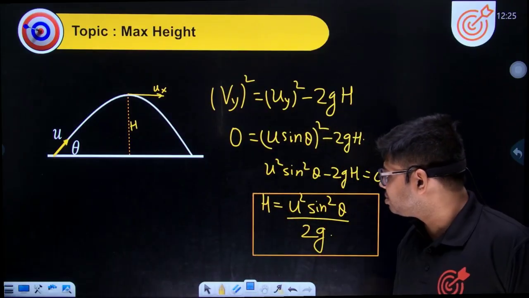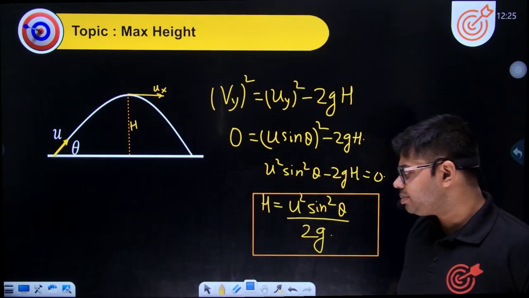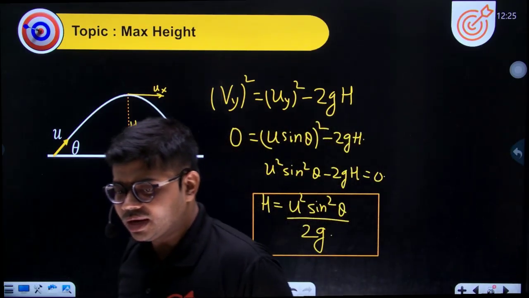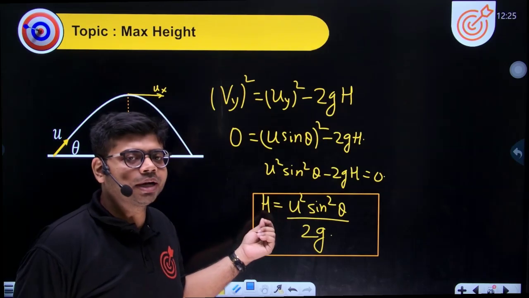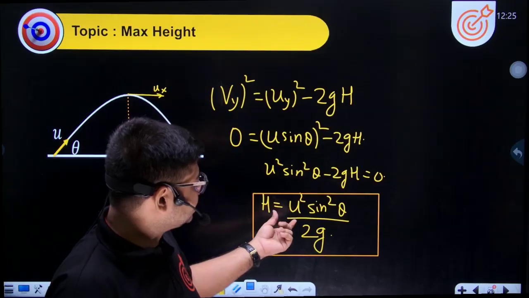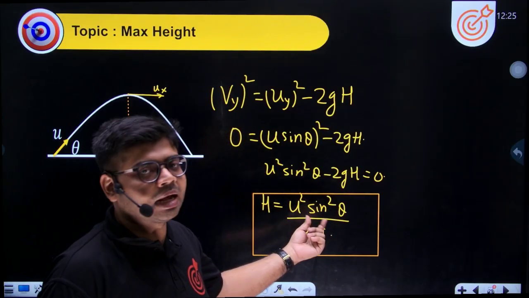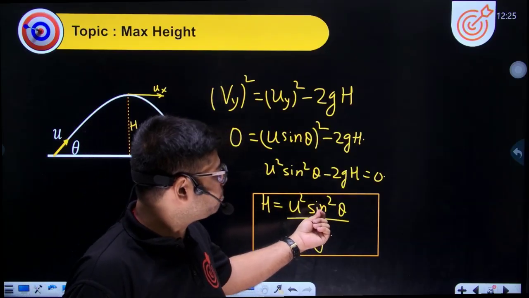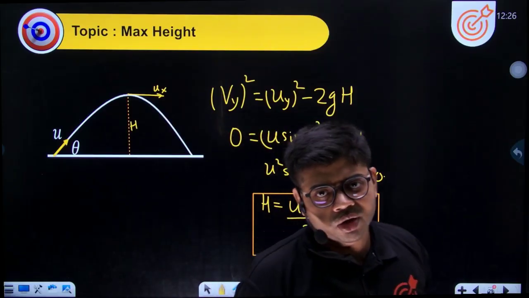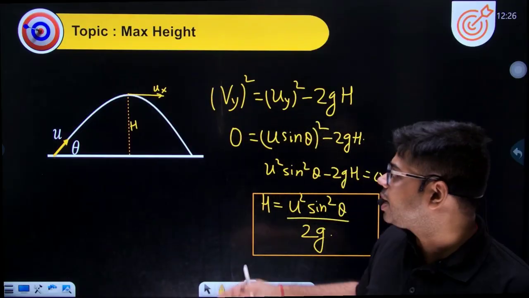So this is the maximum height: h is equal to u square sin square theta by 2g. Now what will h depend upon? h depends upon u, which is the initial velocity. h is going to depend upon g, and h is also dependent upon theta. And when will it be maximum? When sin square theta is going to be 1, when theta is equal to 90 degree, only then h will be max.